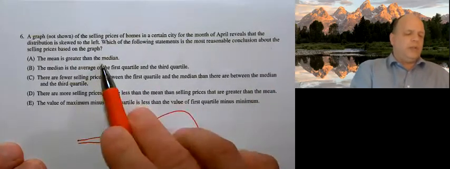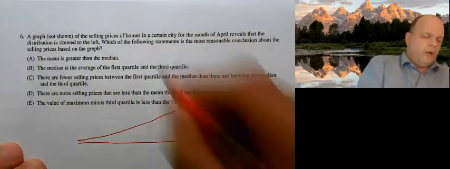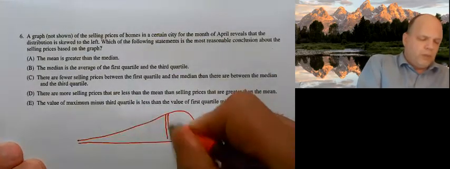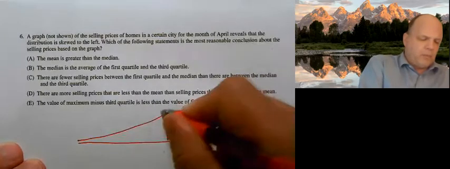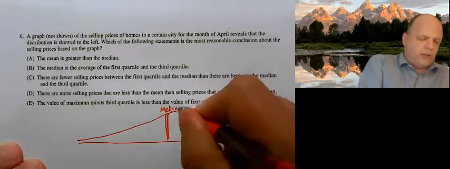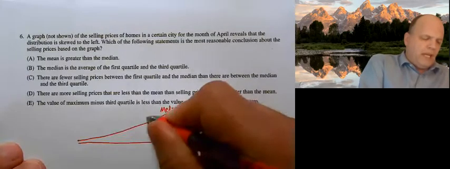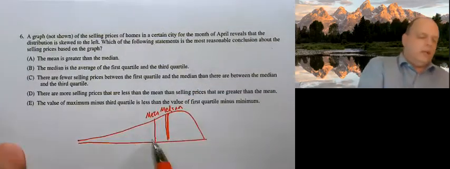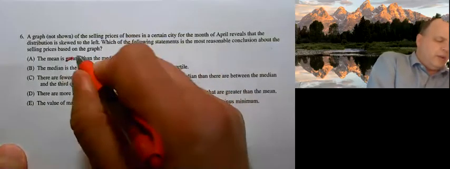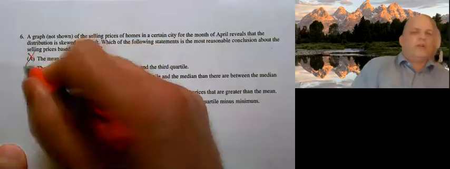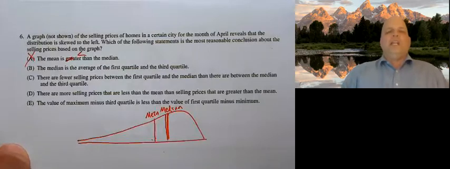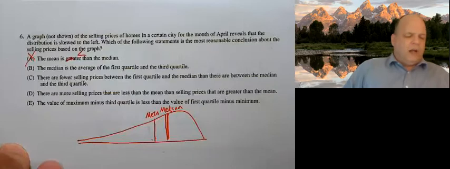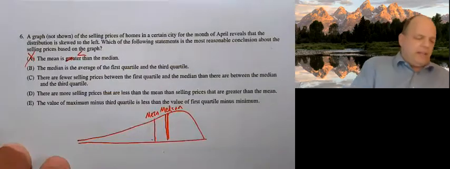Which of the following statements is the most reasonable conclusion about the selling prices? The mean is equal to the median. No, if this were the median, because it's stretched to the left, we would say the mean is to the left. So obviously the mean is less than the median. So no, the mean is less than the median, not greater. So that's not true. The median is the average of the first quartile and the third quartile. Well, let's get back to that in just a second.